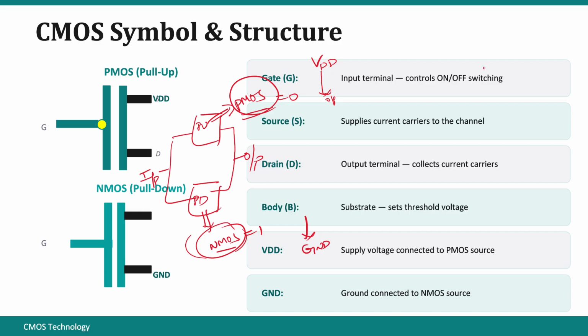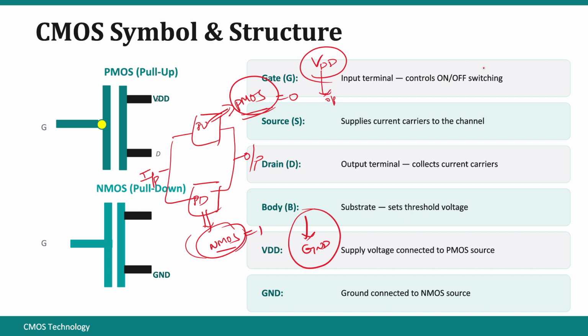PMOS is used as pull up because it can give the output up to VDD. The NMOS can give the value down to ground, without any deviations or fluctuations. In practice it may be a little off, but NMOS can drain up to ground and PMOS can drive up to VDD as output. That's why we use PMOS and NMOS.